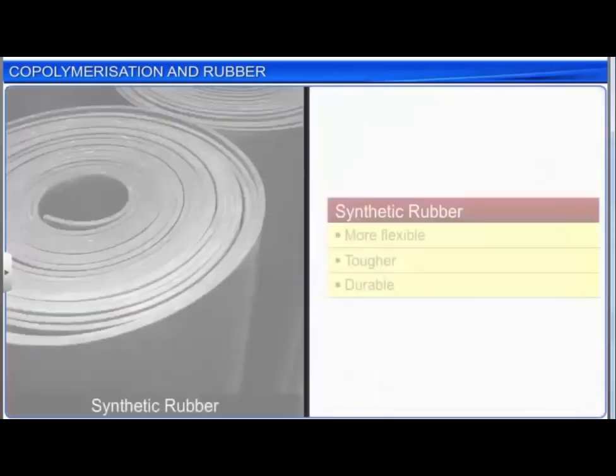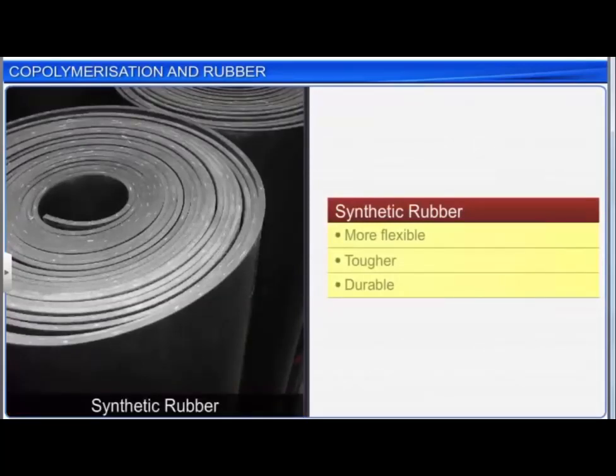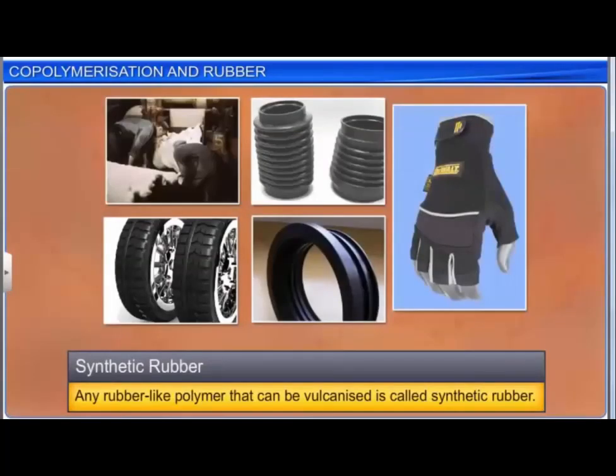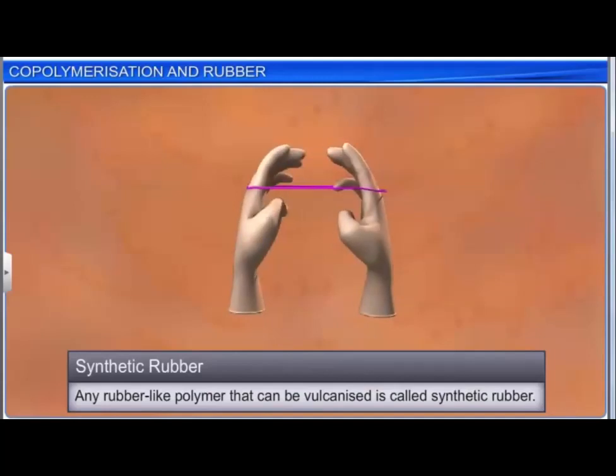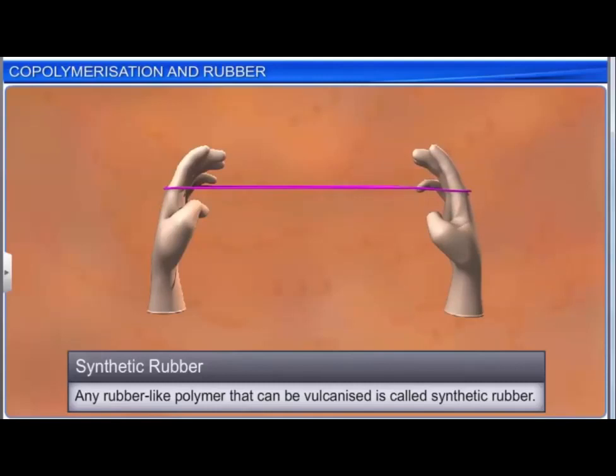Synthetic rubbers have also been developed. These are more flexible, tougher and durable than natural rubber. Synthetic rubber can be defined as any rubber-like polymer that can be vulcanized. Synthetic rubber must be elastomeric. It can be stretched and then must return to its original shape.